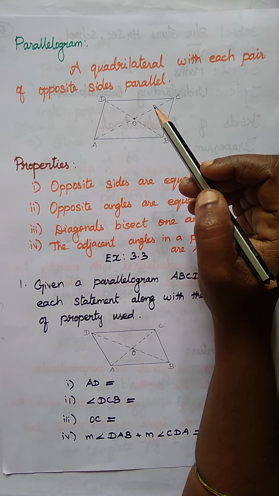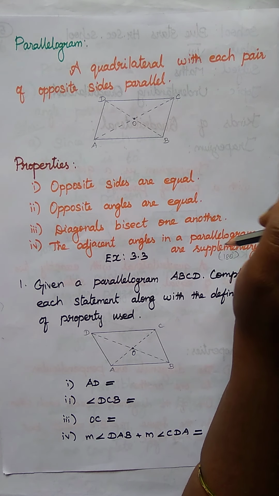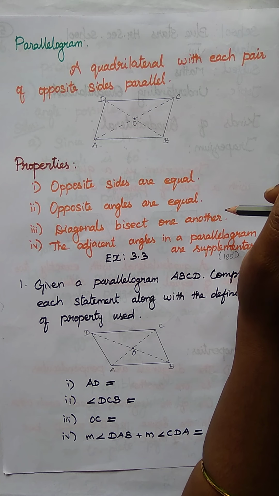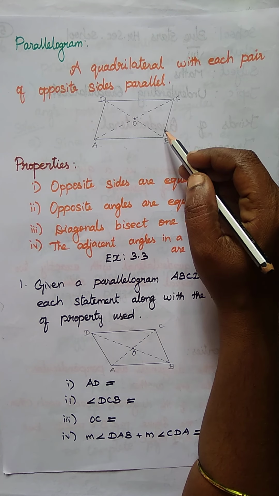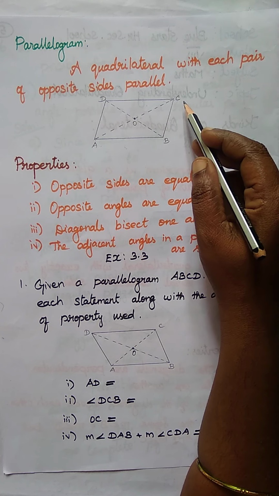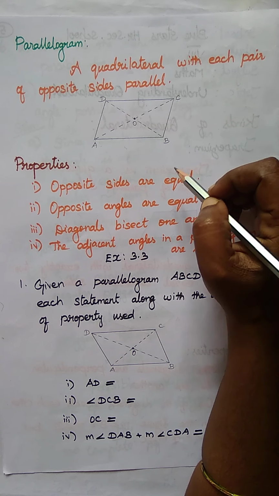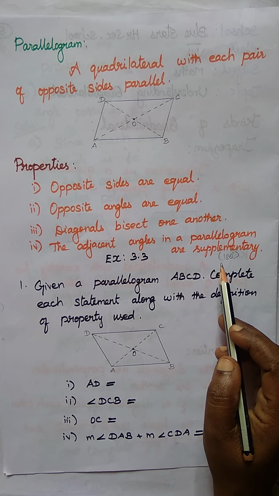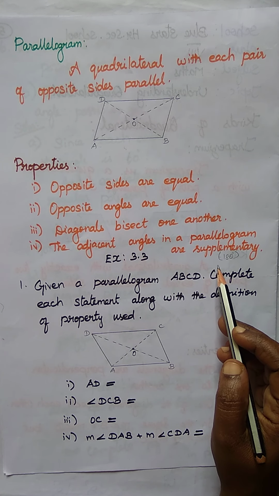So, two adjacent angles are present. The adjacent angles in a parallelogram are supplementary. Adjacent means angles that come next to each other. So when adjacent angles are added, it is supplementary. What is supplementary? Supplementary angle is 180 degrees.